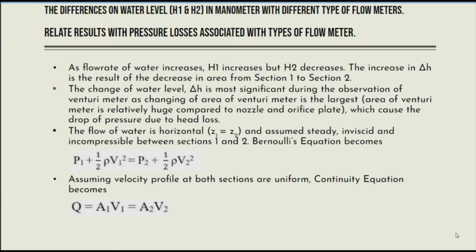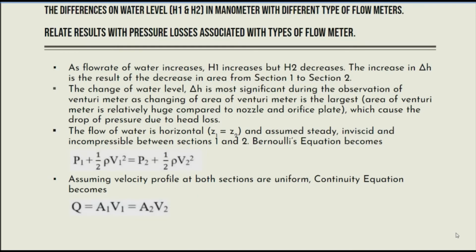Next for discussion. So the first thing we'll be discussing is the differences in water level in tubes H1 and H2 in the manometer with different types of flow meters, and relating the results to pressure losses associated with the types of flow meter. First, as flow rate of water increases, H2 decreases. The increase in the difference of both H1 and H2 is the result of the decrease in area from section 1 to section 2.